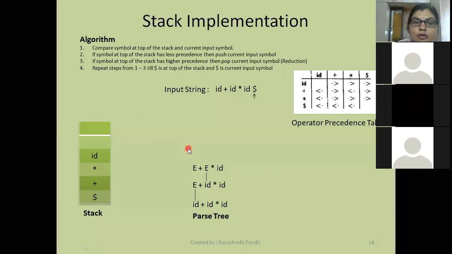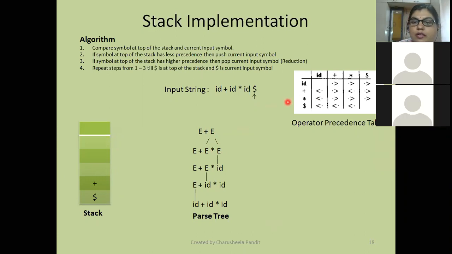Yes. Now what will you compare? ID and the dollar. Dollar is having lower precedence, right? So what will we do? Pop. And it is reduction, right? Now star and the dollar. What do we have? The star is having more precedence. So if it is more precedence, pop and reduction. So you can see E plus E into E gets reduced to E.